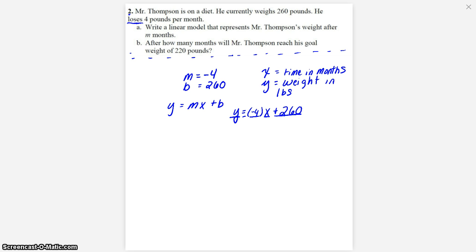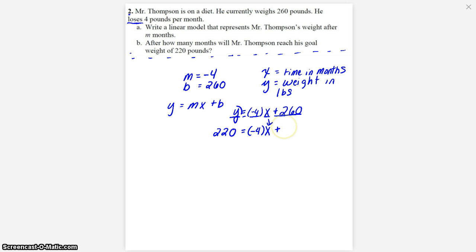Question B, after how many months will Mr. Thompson reach his goal weight of 220 pounds? So now that I have my equation, I can just enter into this and solve. So 220 pounds is my y, so I'm going to substitute in, instead of y, I'm going to write 220 is equal to -4 times x. I'm trying to figure out how many months it's going to take him to get down there.